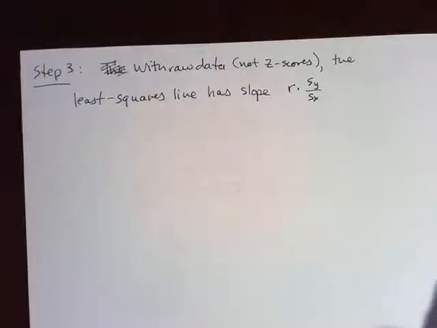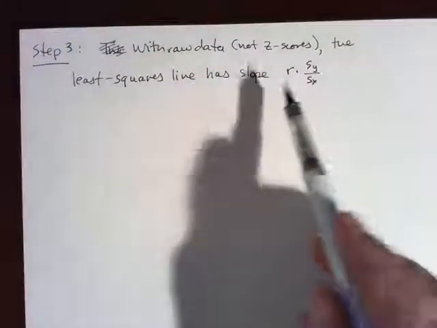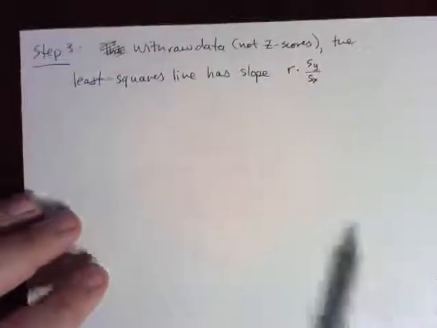Last step. This is the easiest one. What if I don't have z-scores? What if I have raw data? I want to explain. Now the least squares line has slope r times sy over sx. So this is a lot easier than the previous two. If you're feeling like you're overwhelmed, this is a lot easier.